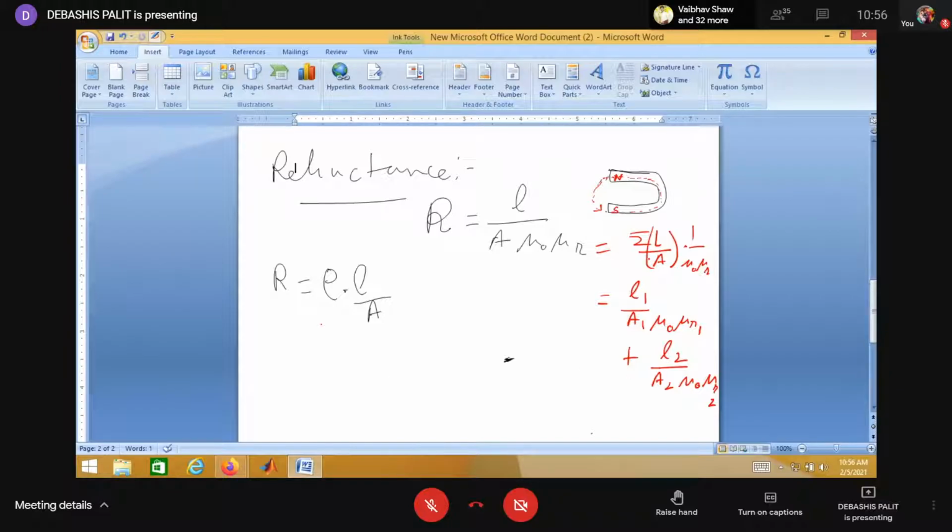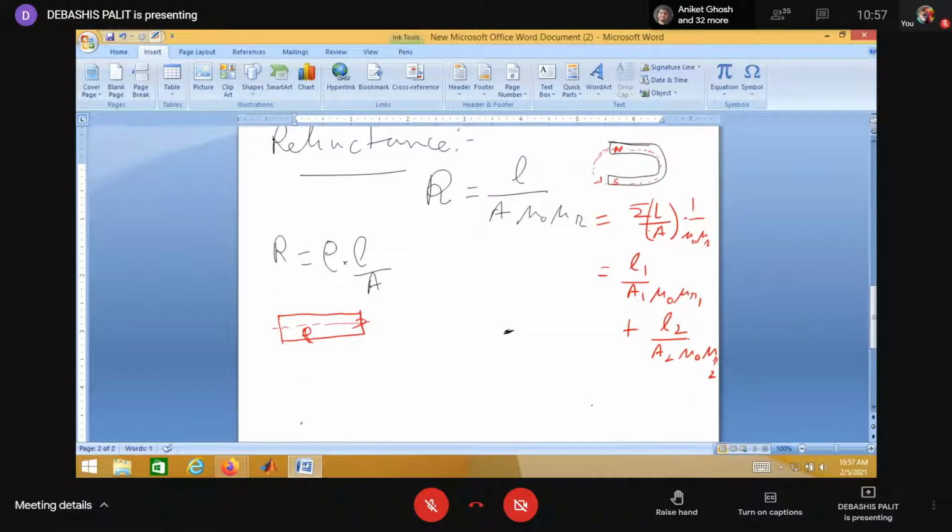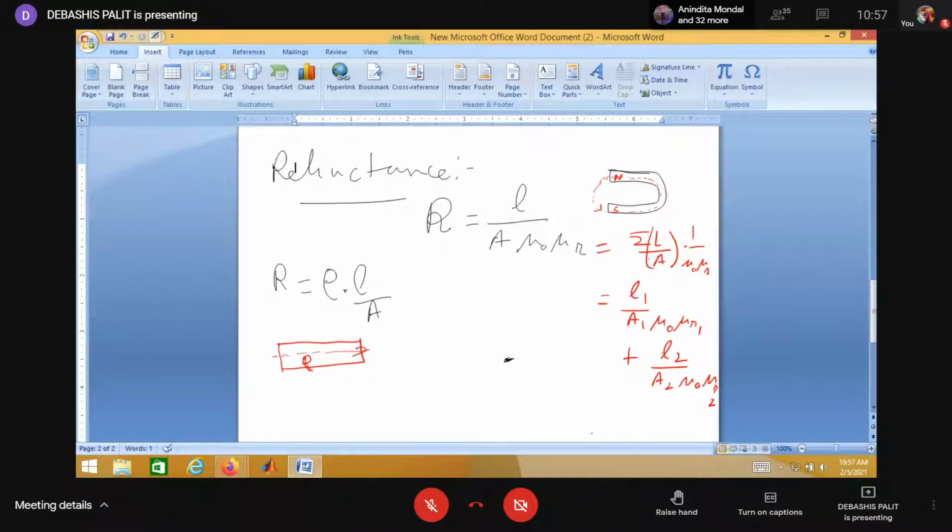But in a resistive circuit, current can only flow through a conductive path. The current cannot flow through air. It must have some resistivity, which defines the property of the conductor. That may be copper, aluminum, or silver. This is analogous to the resistance, and the unit of reluctance is ampere turn per Weber.